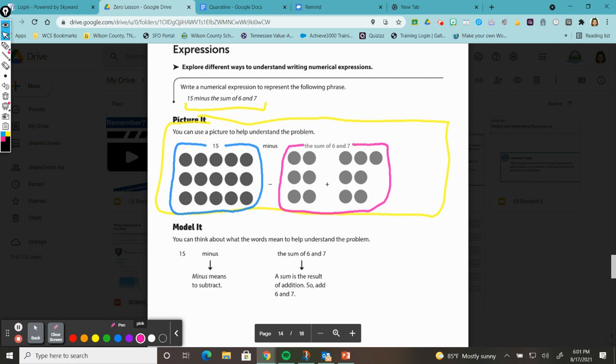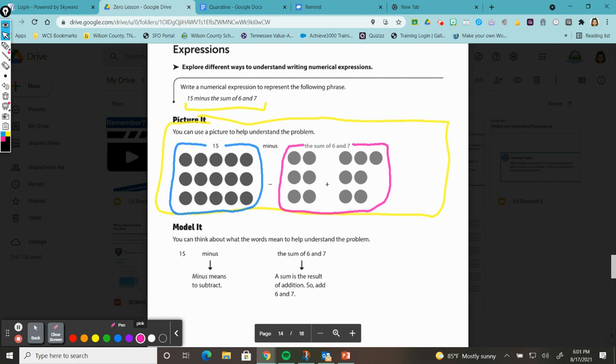So what you would want to think about is why did they put the 6 and 7 in the same color circles instead of giving them each their own color? So begin to think about that as we move through the rest of the lesson. So 15 minus the sum of 6 and 7. In this next section of Model It, it says you can think about what the words mean to help understand the problem.